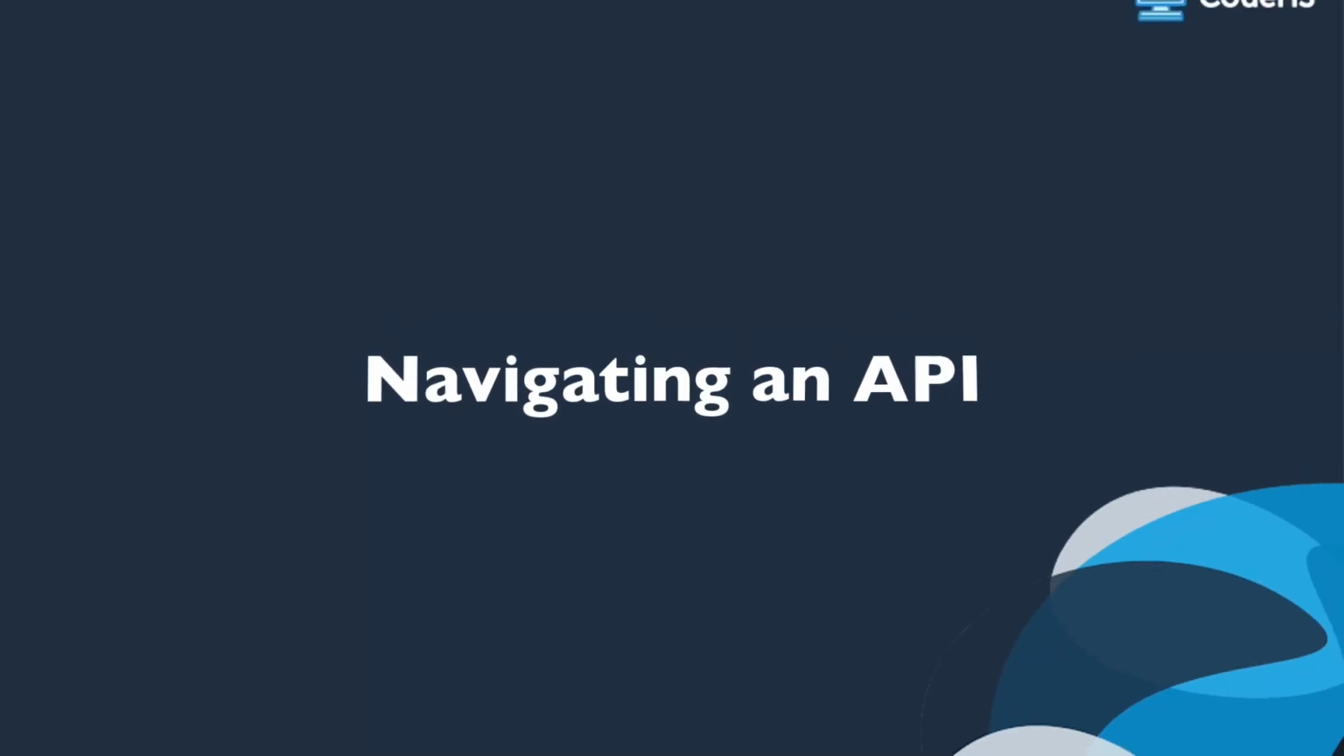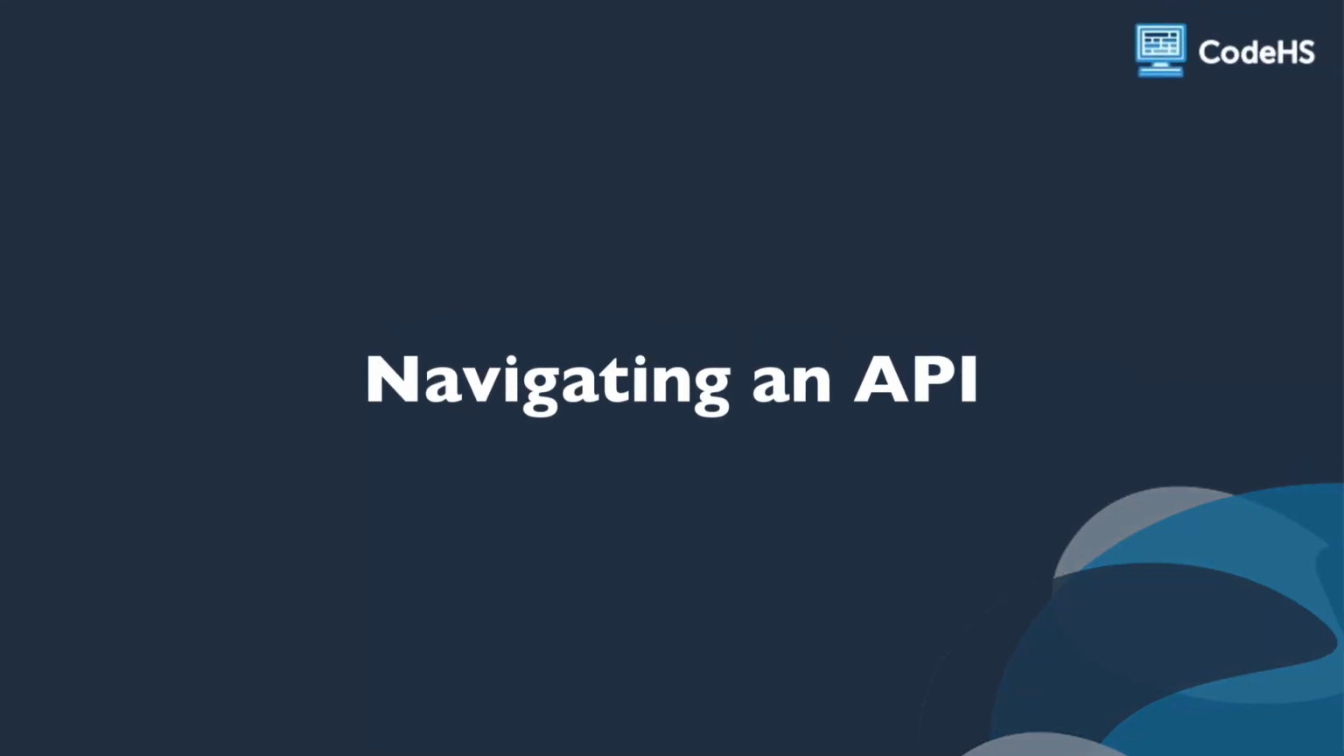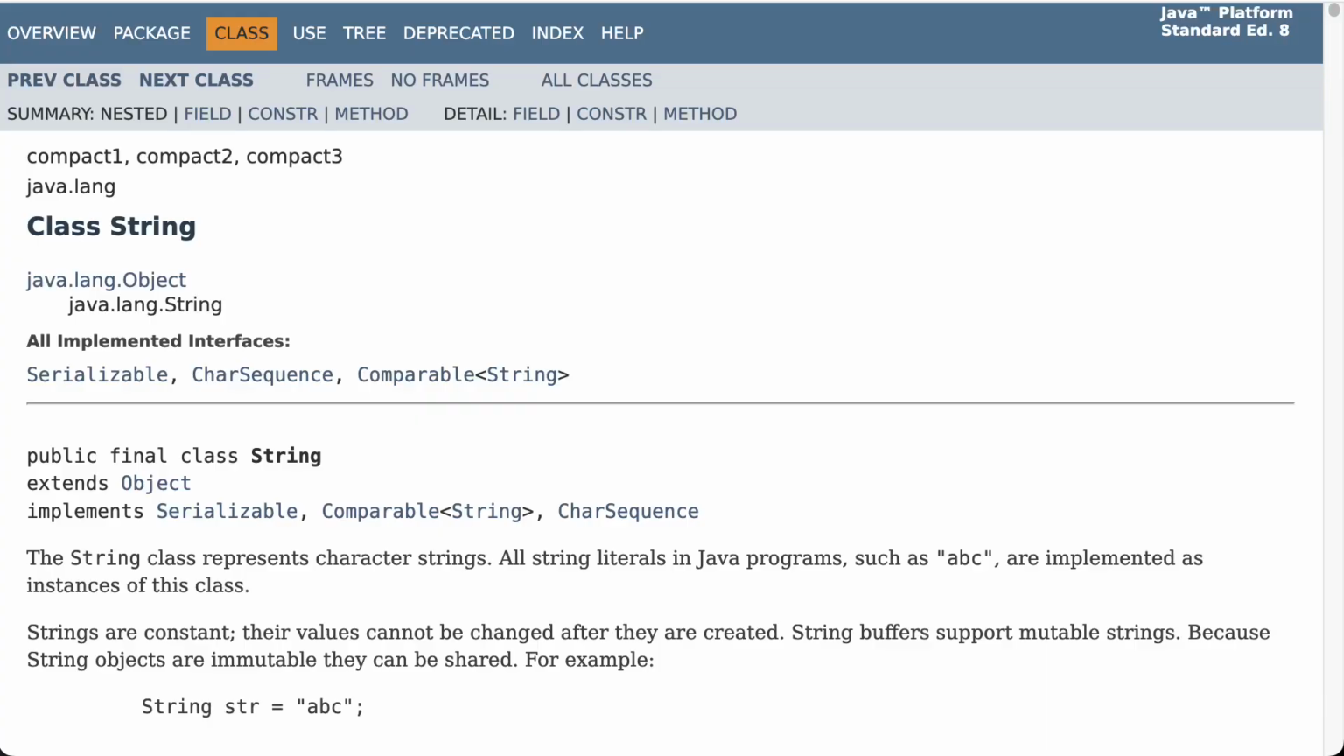Hi, in this video we're going to explore what an API is and how we can use it to work with Java's built-in string class. Here we are on the string class API page. API might sound like a big concept, but really it's just a document that describes everything that's available in a class, like its methods, constructors, and constants, and how to use them. Let's walk through the structure.